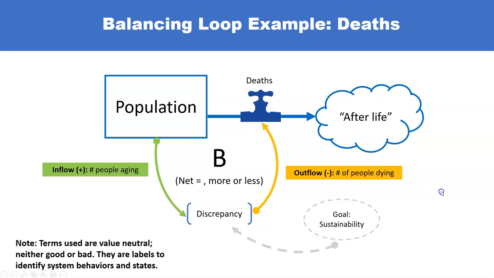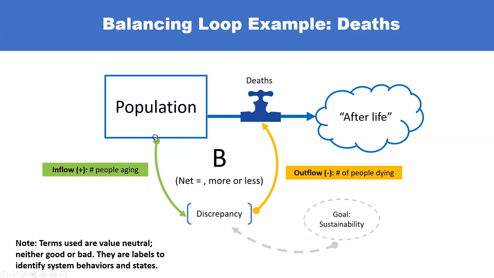Now let's use deaths as an example of what a balancing loop might look like. We'll use population again as our example, and there is also some kind of, quote unquote, delivery mechanism where deaths occur, and where people move on to, in this case, what we'll call the afterlife.